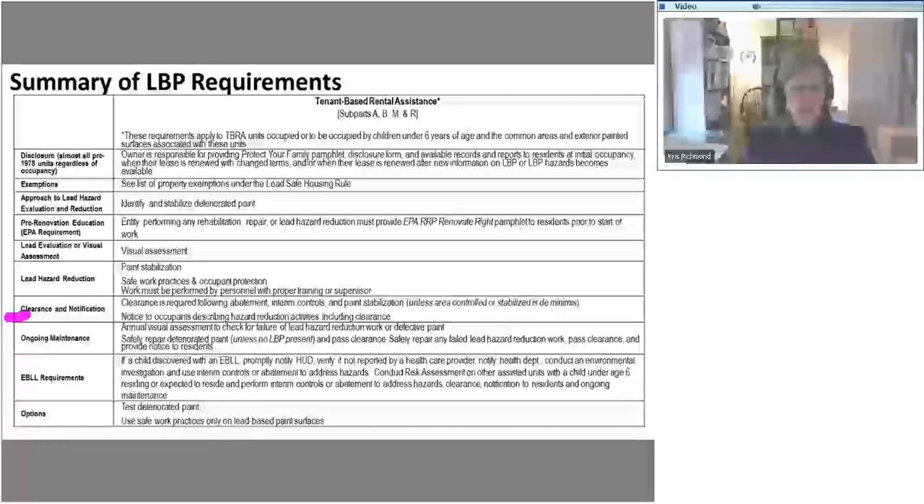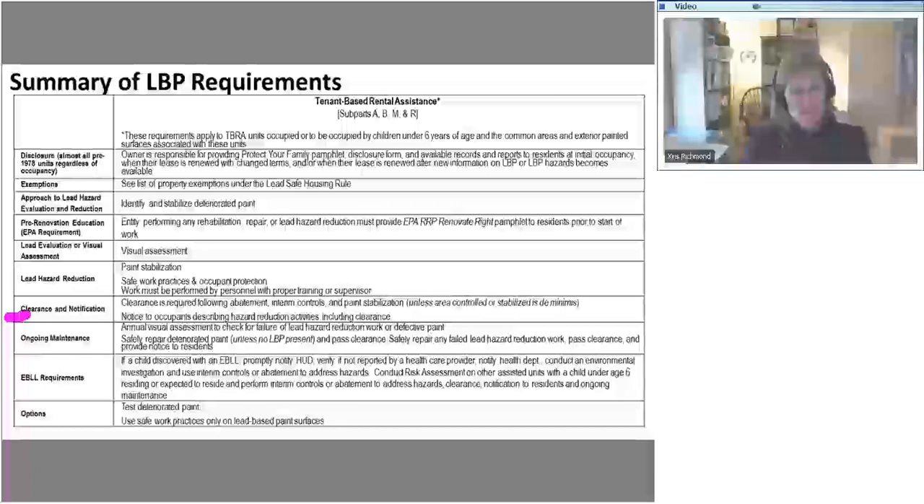So we would have, again, documentation of the people who conducted the clearance as well as a copy of the clearance report. And then there's that notification, that telling. So we would have a copy of the lead hazard reduction notice. We would make sure that was provided within 15 days of receiving the clearance report.